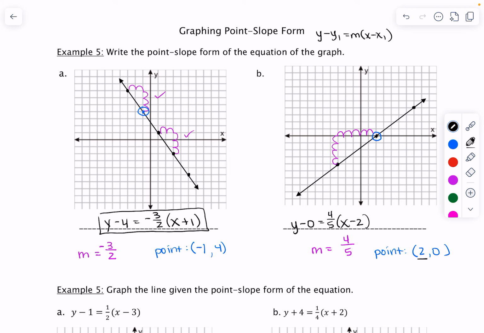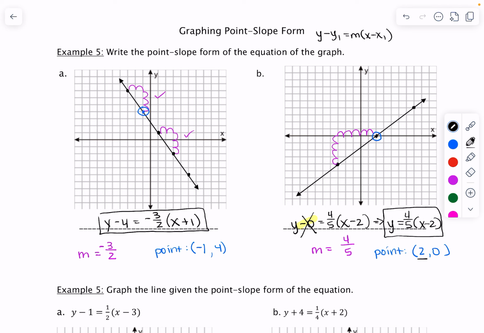I don't want to leave this as y minus 0. It's just not the professional way to leave our answer. So I'm going to go ahead and get rid of that minus 0 and just write y equals 4/5 x minus 2. And that is my better answer. Even though there's nothing next to the y, that's okay. It's just the simplified form.